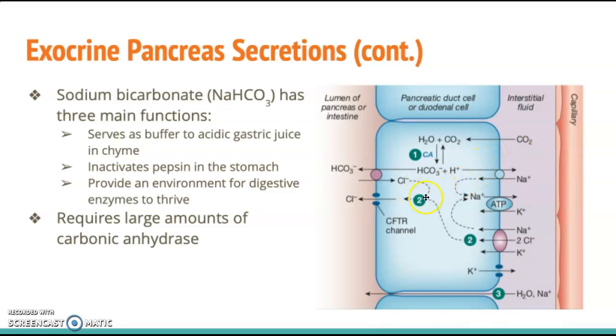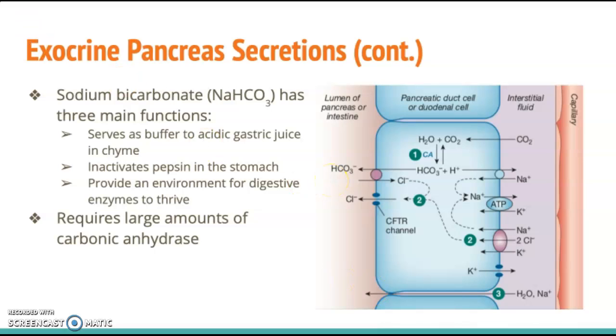And then at 2 here, you can see that chloride enters the cell from the interstitial fluid, and then it actually exits the cell into the lumen of the pancreas, and then it eventually re-enters the cell in exchange for bicarbonate to exit the cell. So that's kind of the driving force to get bicarbonate to enter the lumen of the pancreas.